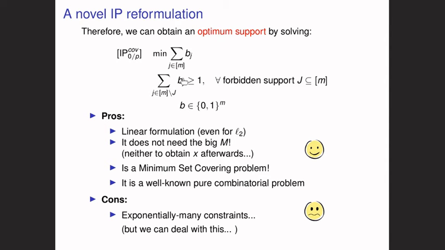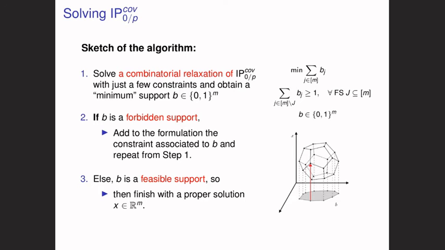So this family of inequalities may be huge, and in practice we cannot just put all these inequalities in a computer to solve, so we should do something. But actually, we can deal with this. It's not hard to do. The idea that we propose is the following. We have our formulation with exponentially many of these inequalities. We propose to forget about all these inequalities, start with an initial formulation with just a few of them, or maybe none of them, and minimize the support for that initial set of inequalities.